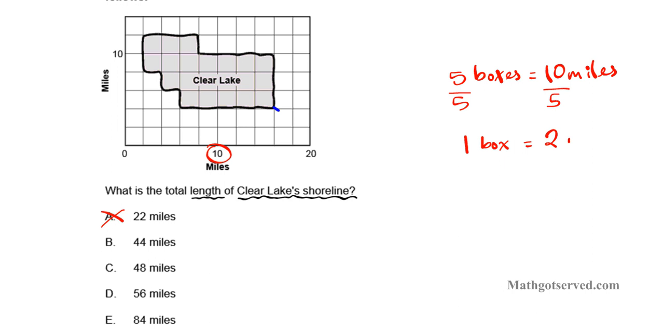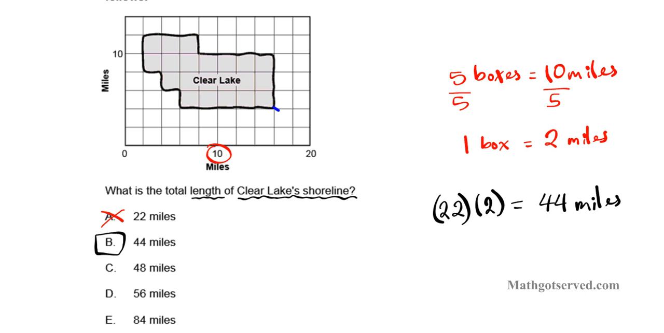Okay? All right, so we counted 22 lines all around. So the length of the shoreline is going to be 22 times the adjustment factor, which is 2. 22 times 2 equals 44 miles. All right, so you might know how to do the question and you're pretty good at math, but ignoring the details can cause you to fall into a trap, okay? So we can clearly see that the answer is option B.